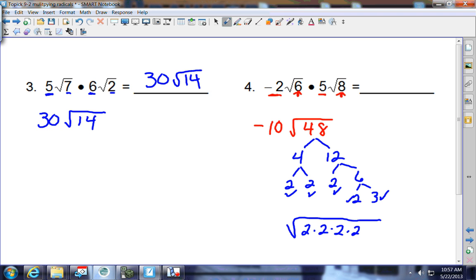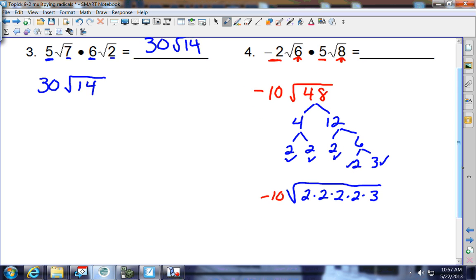And I've got this 3. I put check marks by it to make sure I don't miss one of them. Outside the square root sign, my -10 stays there. Now, who gets to come out and play? I've got a set of 2's. So a 2 is going to go out. Another set of 2's. The 3 has to stay inside and do the dishes.